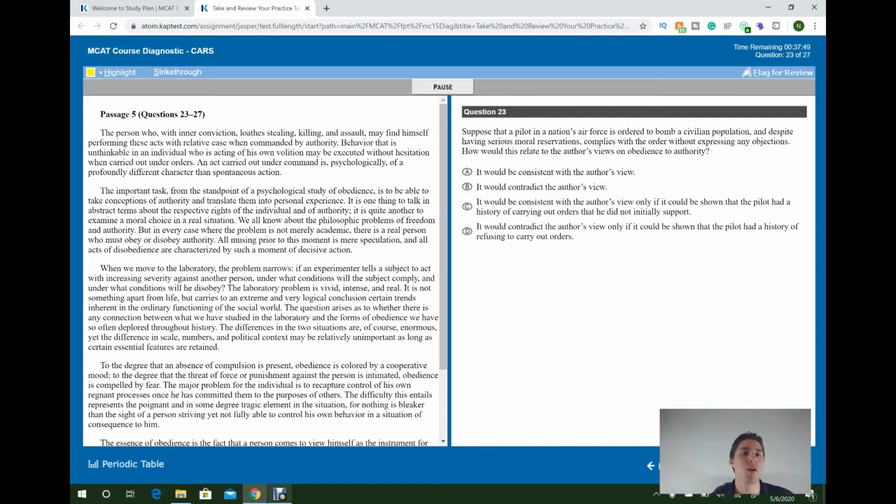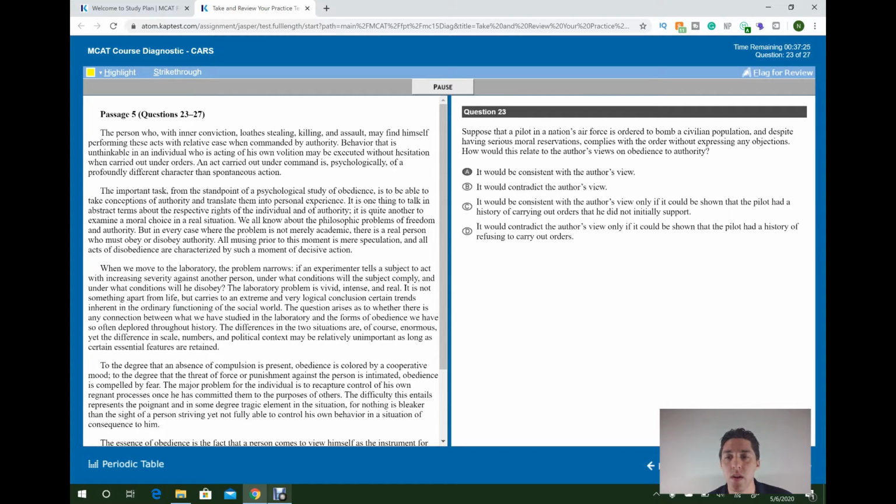And just from reading paragraph 1, we can see that the author says that behavior that is unthinkable in an individual who is acting on his own volition may be executed without hesitation when carried out under orders. So this is pretty much the same thing that the author is saying. This is just an example of what is said in paragraph 1. So we can say it would be consistent with the author's view.